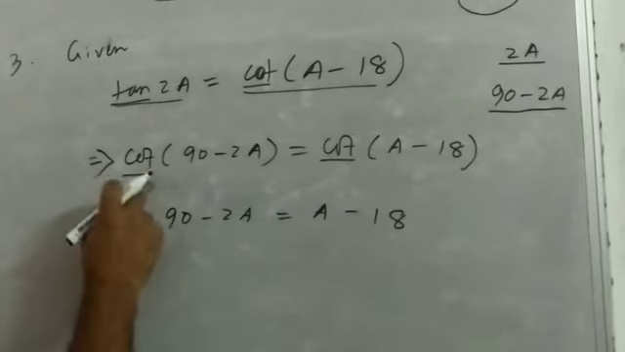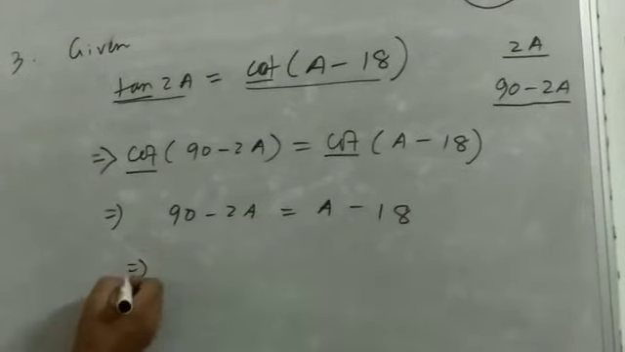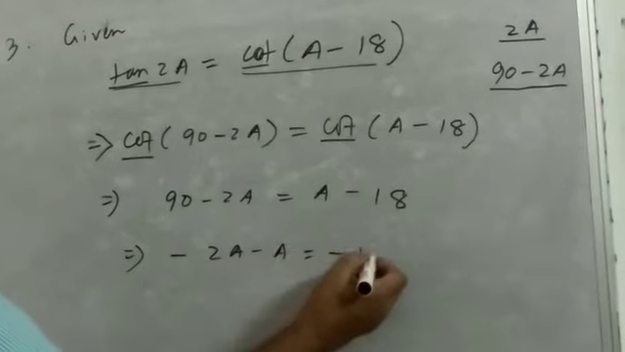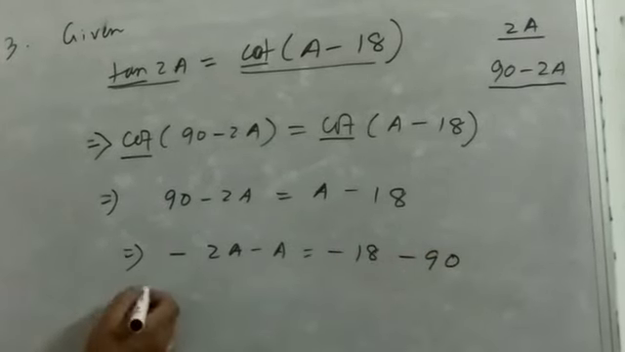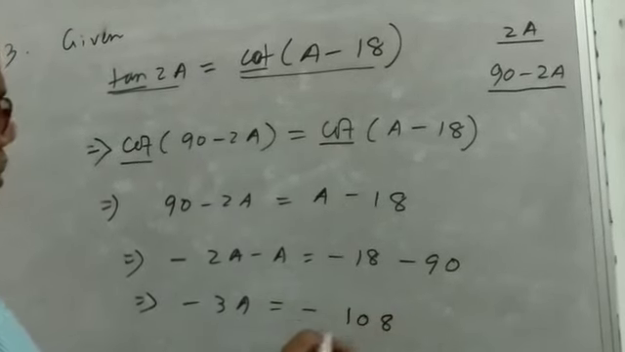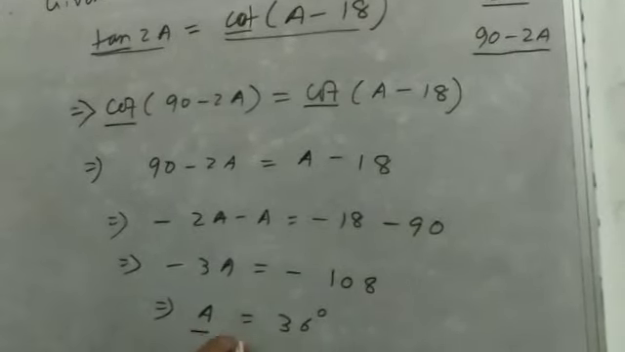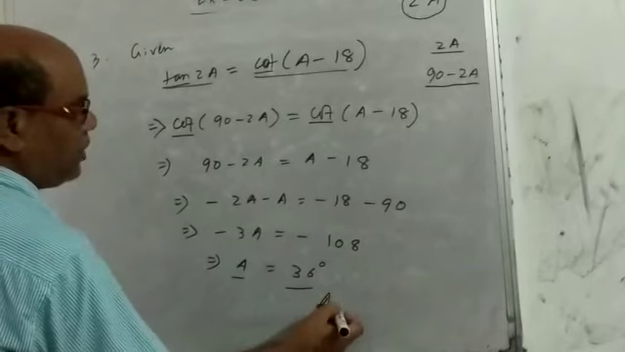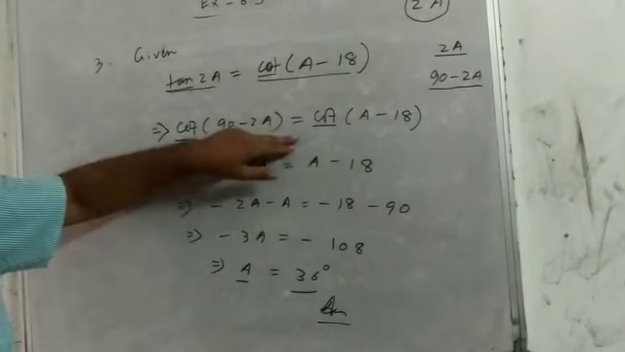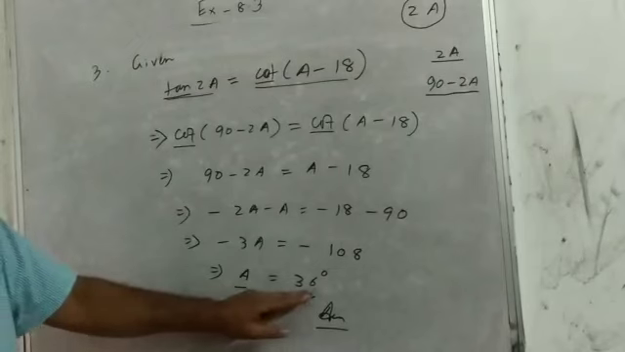So now you see that trigonometric ratios are not there. So this is an equation in terms of A, we have to solve for A. So minus 2A minus A is equal to minus 18 minus 90. So it is minus 3A is equal to minus 108. So therefore A is equal to 36 degrees. So we got the answer A equal to 36 degrees. This is the answer. So this step is very important, how to change it. So it is solved and angle A equal to 36 degrees.